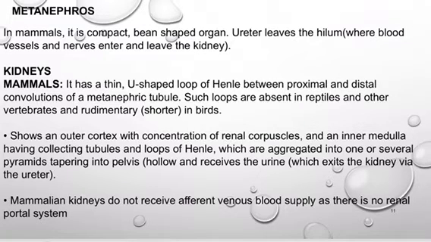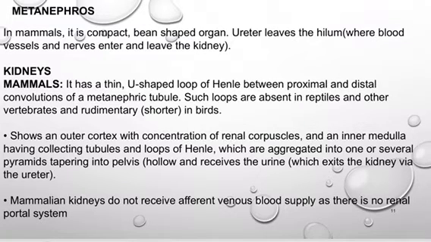Mammals have a kidney with an outer cortex containing quite a number of renal corpuscles, and an inner medulla having collecting tubules and loops of Henle. All these are aggregated into one or several pyramids that taper into the pelvis. The pelvis is hollow and receives urine, which exits the kidney via the ureter.